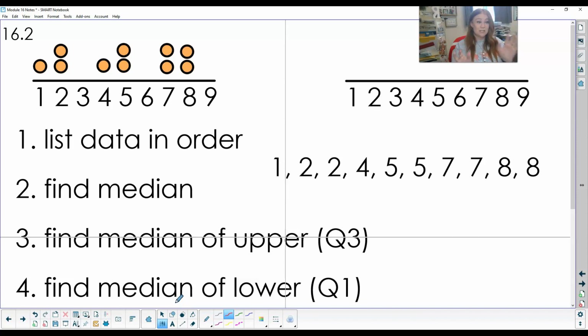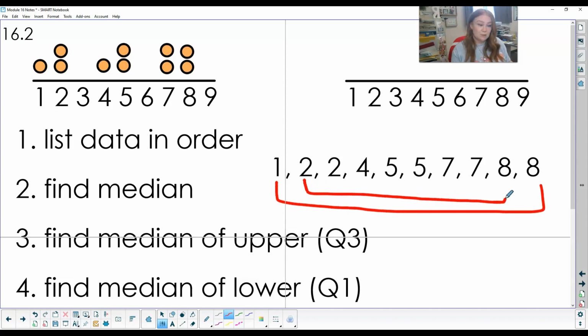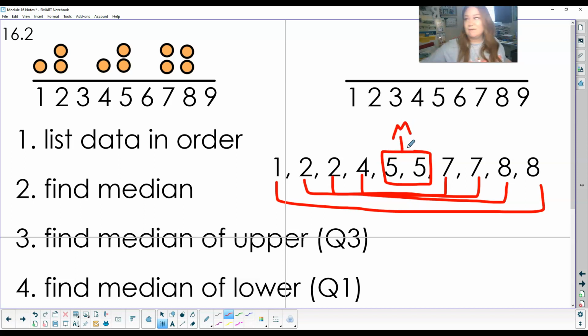And I know there's going to be an even amount, so I should have 2 in the middle when I'm done. So 1 and 8, 2 and 8, 2 and 7, 4 and 7. So we're left with 5 in the middle, which is going to give us that nice median of 5.